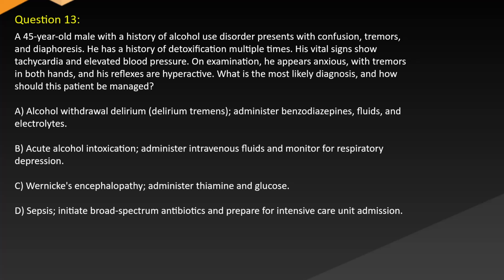Question 13. A 45-year-old male with a history of alcohol use disorder presents with confusion, tremors, and diaphoresis. He has a history of detoxification multiple times. His vital signs show tachycardia and elevated blood pressure. On examination, he appears anxious, with tremors in both hands, and his reflexes are hyperactive. What is the most likely diagnosis, and how should this patient be managed?